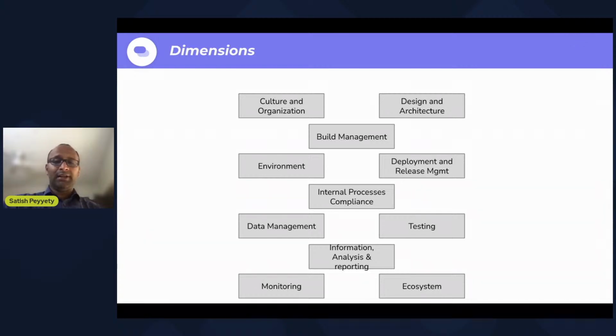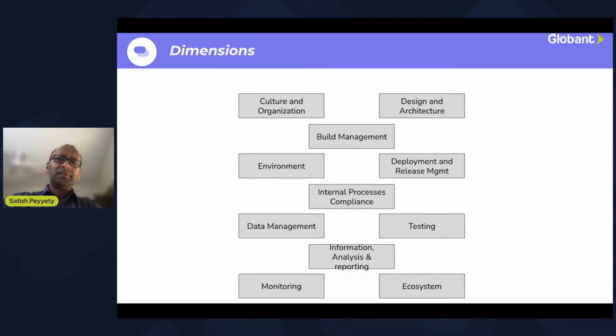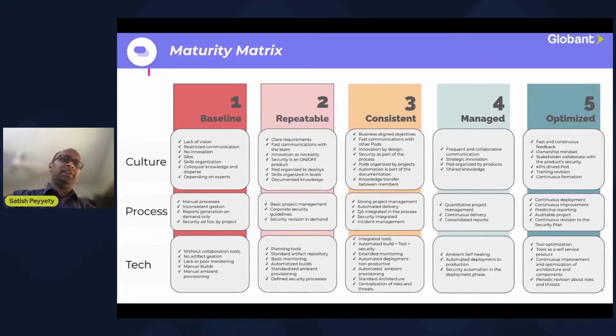And then monitoring and the overall ecosystem. So just to take a pause and recap. We have the two elements in the maturity model. First is the levels that we have defined, and then the various dimensions with which we would do an assessment. So now we'll go into the maturity metrics.